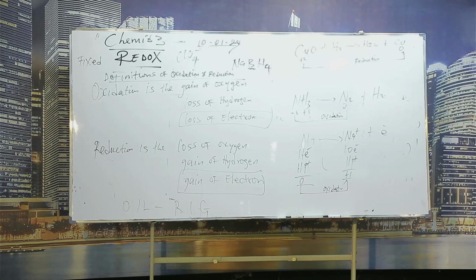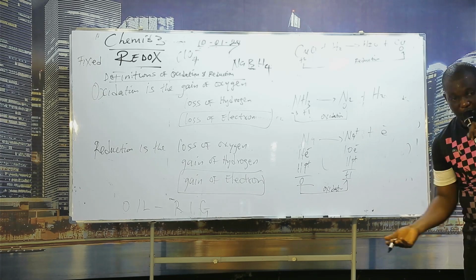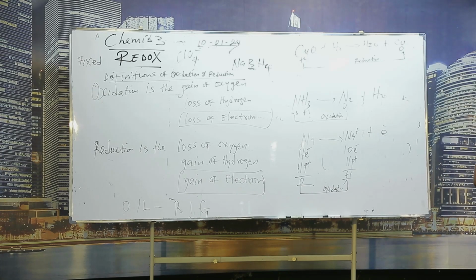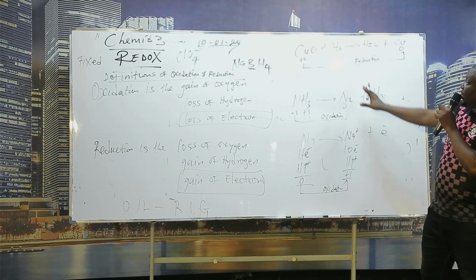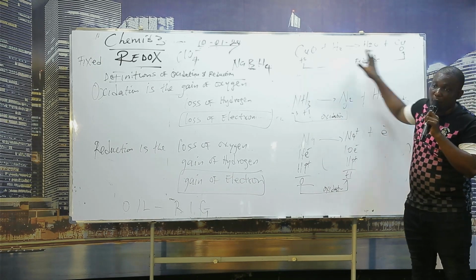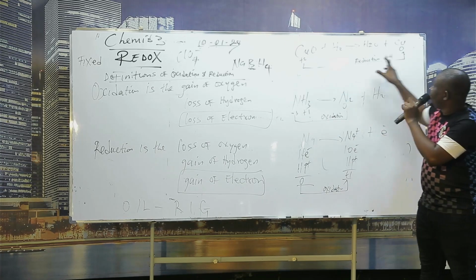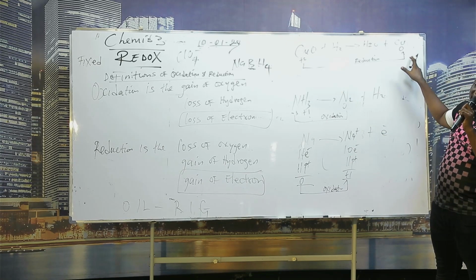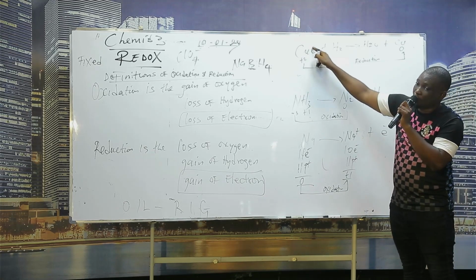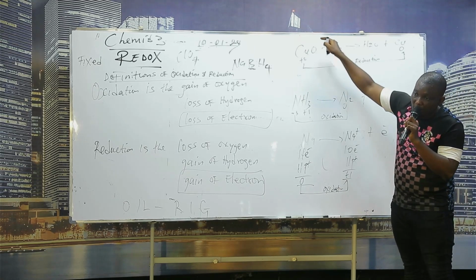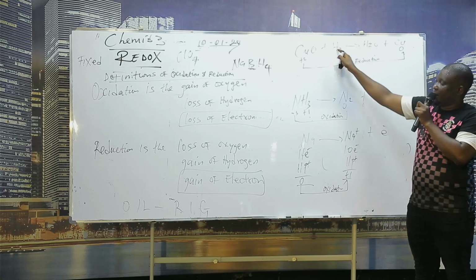Anyone that has to define based on oxygen terms, you define. Based on hydrogen terms, you define. Based on electrons, you define. Based on oxidation number, you also define. Based on electronegativity, you have to also define. Based on electropositivity, you also define, depending on the one you are asked. So this one is based on the oxidation number. Copper here is 2. Copper here is what? 0. And this only happened because copper 2 oxide lost its oxygen to hydrogen.